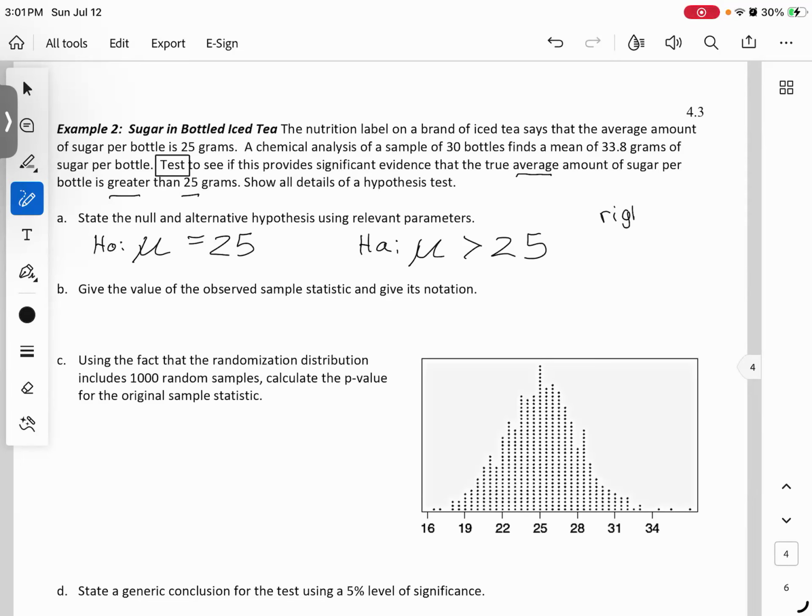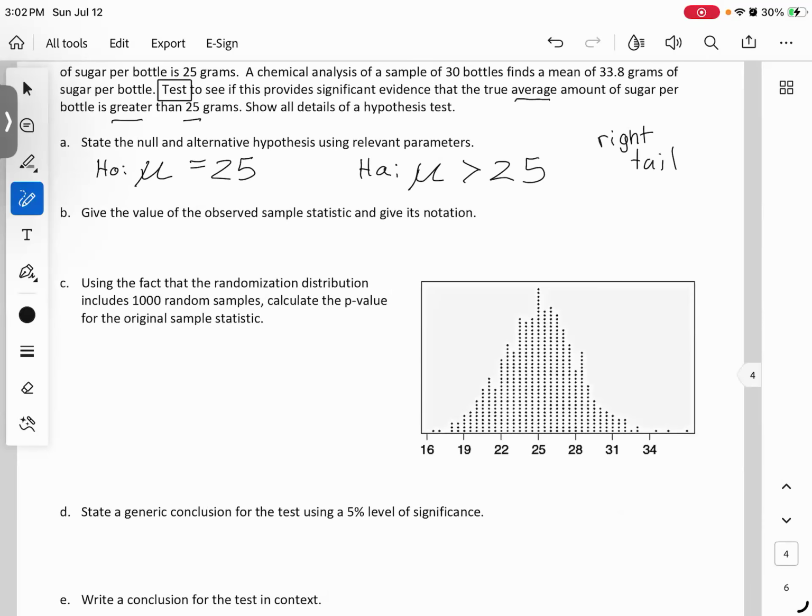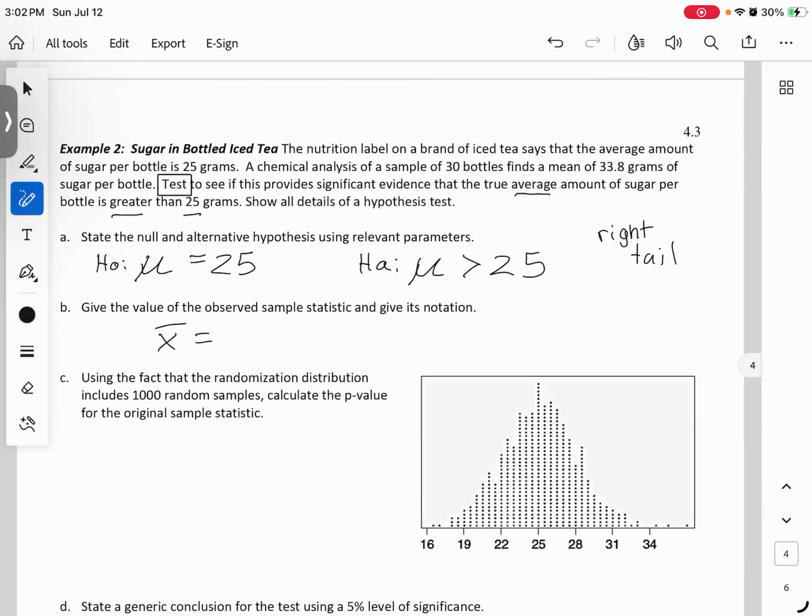We can also go ahead and just real quick label this as a right tail because we're going to be doing it greater than. When they did the sample, notice I'm putting x-bar there. And also, if you're like, wait, why are we doing x-bar? Because this was a sample that gave us a mean of 33.8. So the mean from the sample was 33.8.